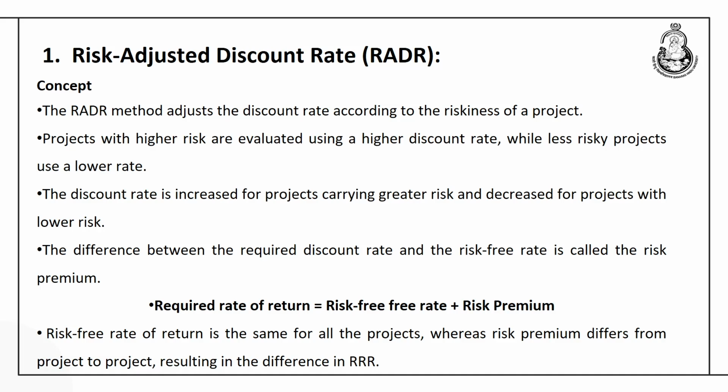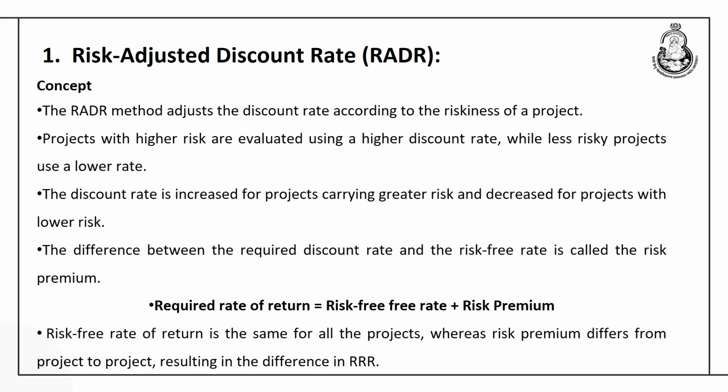But in the case of RADR, because we are not certain about the riskiness of the project, we are going to use one term which is known as the risk premium. So, the discount rate is bifurcated into two parts. One is known as the risk free rate and the other one is known as the risk premium. The risk free rate is the same for all the projects because it comes from the external environment, whereas the risk premium is associated with the specific characteristics of the projects. Hence, it would vary from project to project.